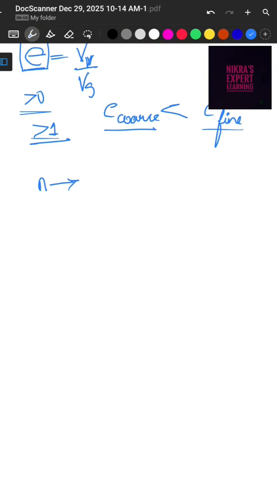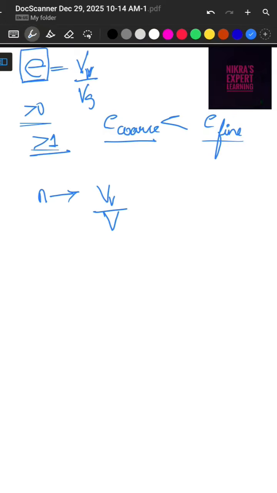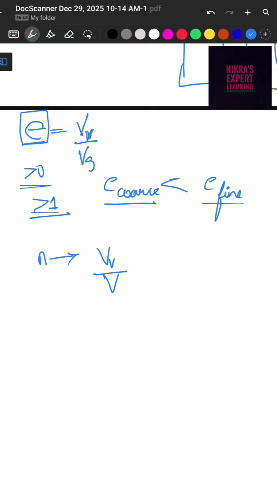Next coming to porosity, n. Porosity is nothing but the ratio of volume of voids to total volume. In void ratio we are telling it with respect to volume of solids, but in porosity we will be giving it with respect to the total volume. And the n value is generally greater than 0 but less than 1.